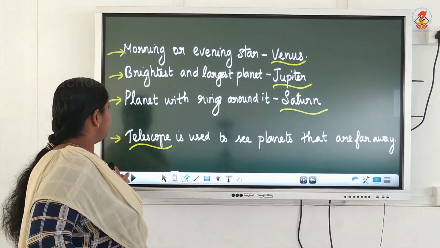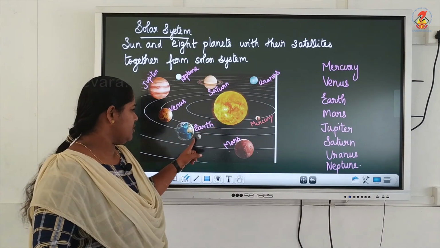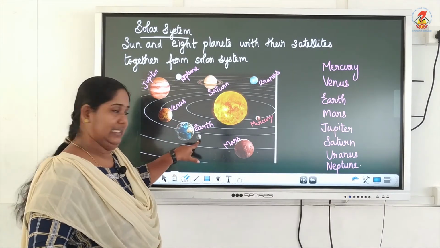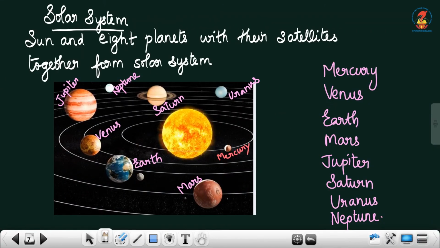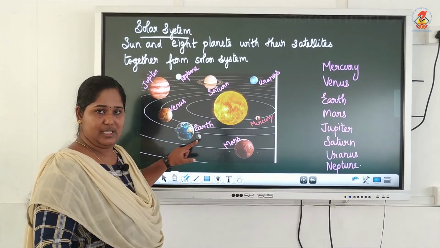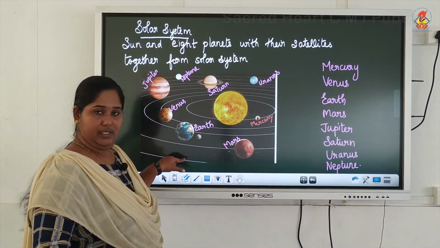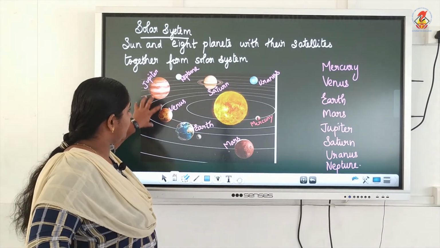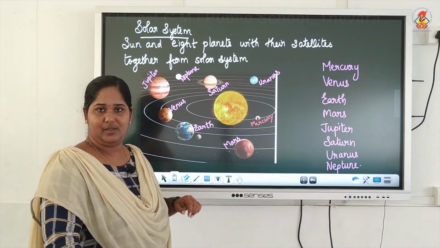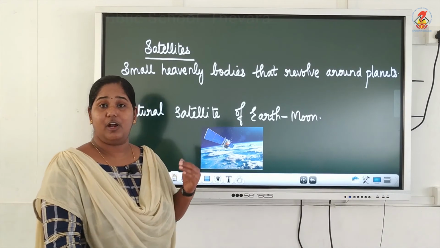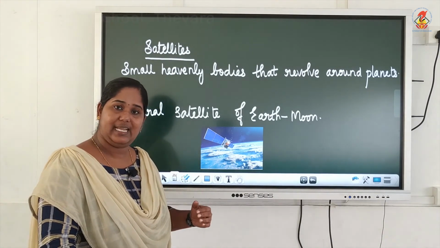That is why in this picture you saw a small round thing near Earth. I didn't explain that at that time, isn't it? This small thing is the Moon. So Earth revolves around the Sun and the Moon revolves around the Earth. As a system of the Moon moving around the Earth, it keeps on moving around the Sun. So satellites are small heavenly bodies that revolve around the planet. The Moon is the natural satellite of Earth.